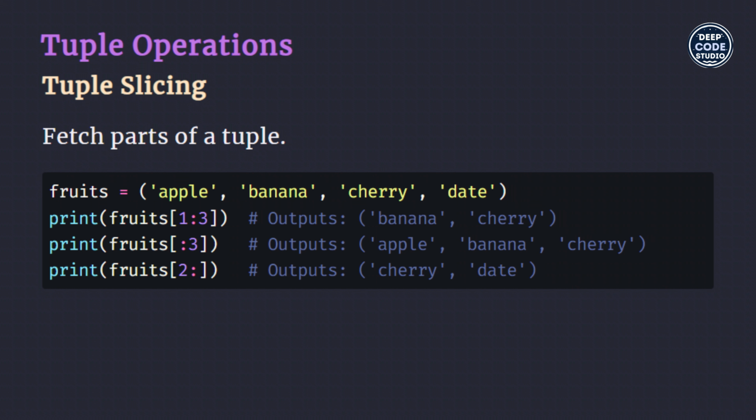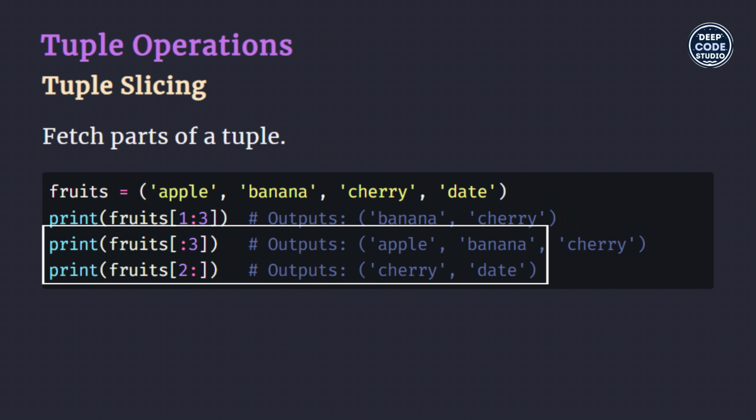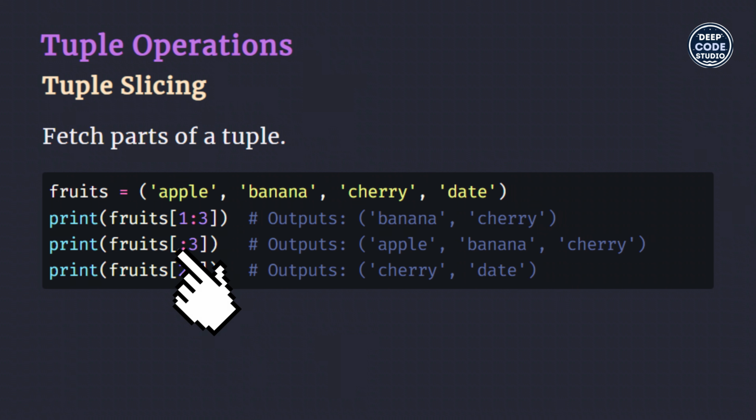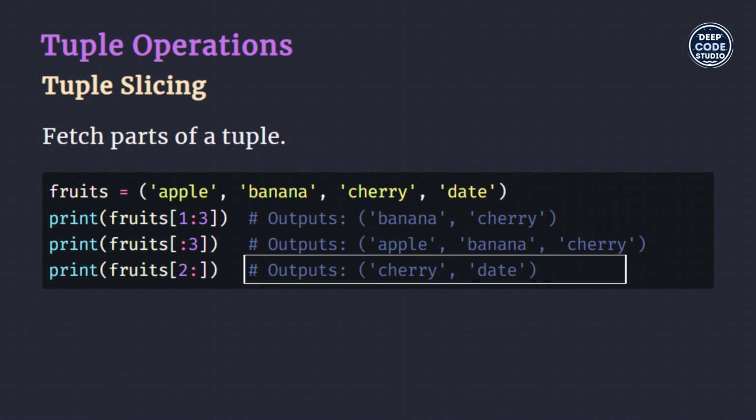And here are some more examples. In case you are not providing any starting index, then by default it starts from the beginning of the tuple, and it will continue up to the ending index, and that is 3. So my output would be apple, banana and cherry. Similarly, if you don't provide an ending index, then by default it would be till the end of the tuple. So in this example, my slicing will start from index 2 and it will continue up to the last of the tuple. So my output would be cherry and date.